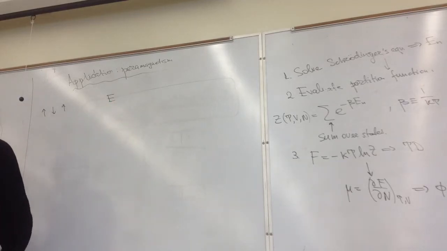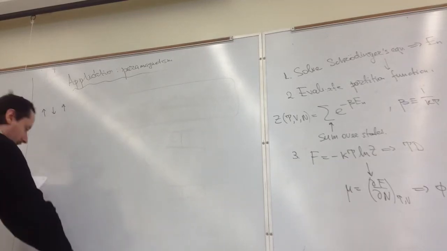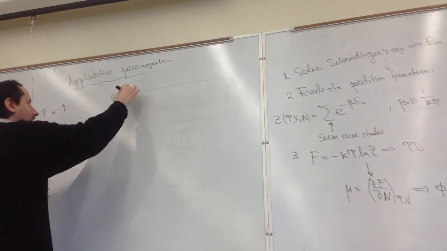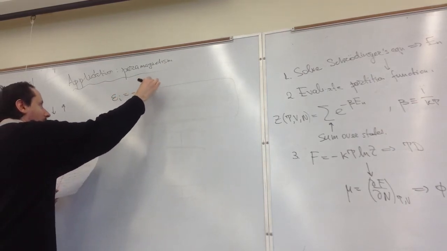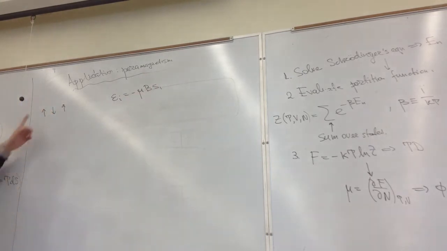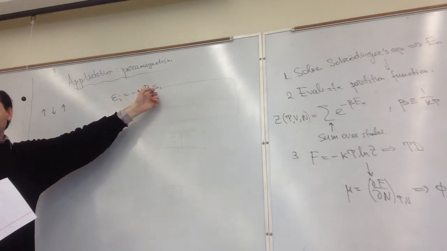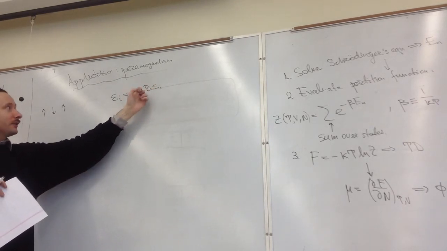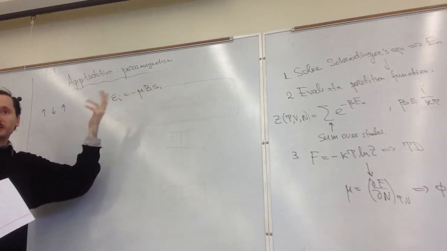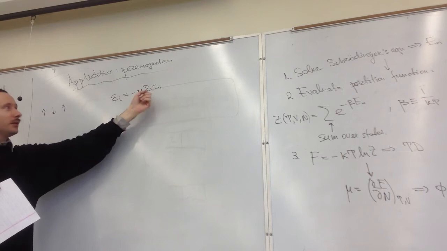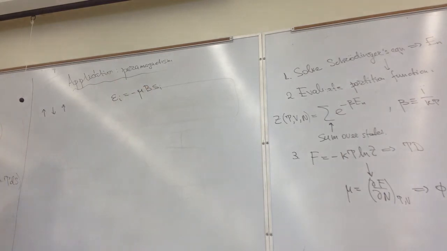Let me call it epsilon i. So this is the energy of an individual particle, particle number i, equal to minus mu times B times Si. So there is a spin up and spin down. And if you put the system in an external magnetic field, then the energy of a given spin is equal to mu, which is the ratio of magnetic moment to spin, times B times Si.